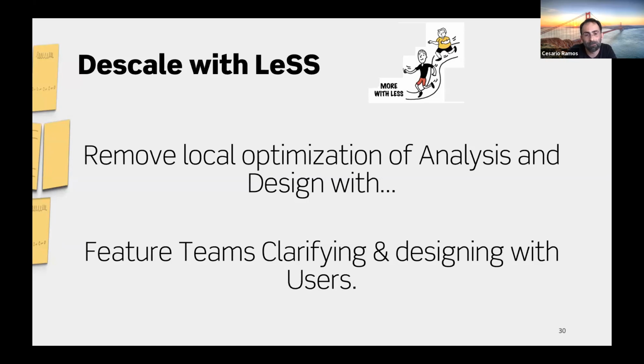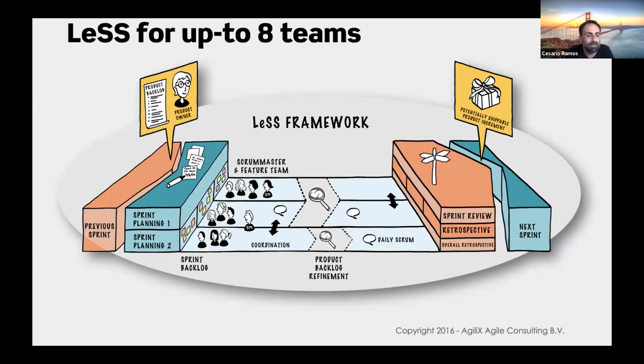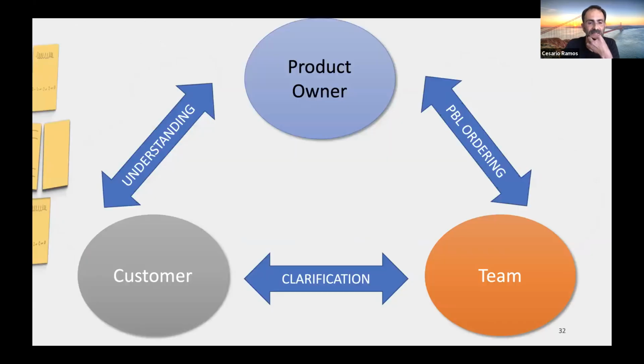And this brings us to the LeSS framework, which is up to 8 teams or so. One product, up to 8 teams, one product owner, of course, and they all work off the same product backlog, and they all work in a shared code environment and deliver one product at the end of the sprint, one increment at the end of the sprint. So no more fake product owners, as we call them in LeSS.